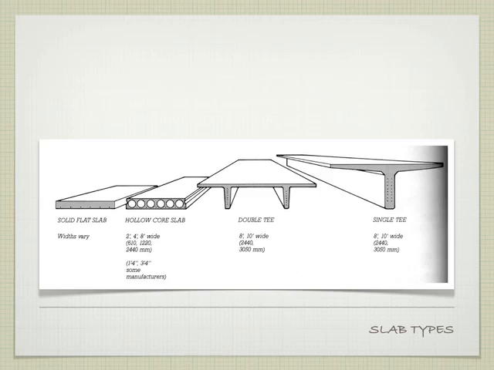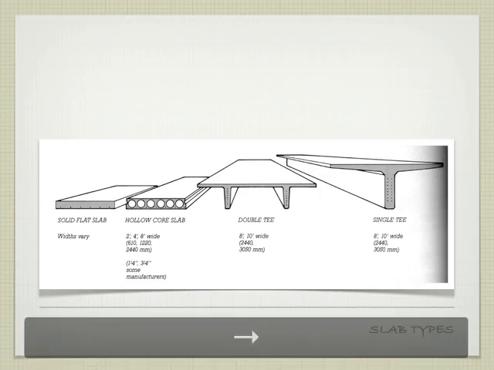We get to the double T, right, which in profile looks like two T's. Hence, no surprise, it's called a double T. And then we end up with a single T at the end. And these are working up in terms of their spanning capacities and their load-bearing capacity, right? So we're starting at the bottom and we're working our way up.